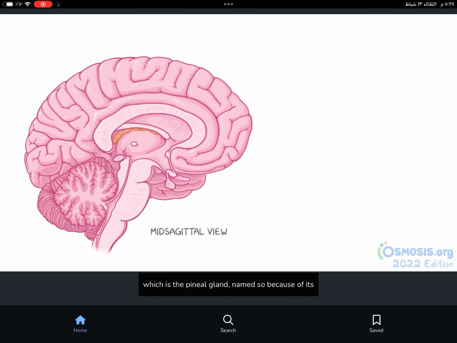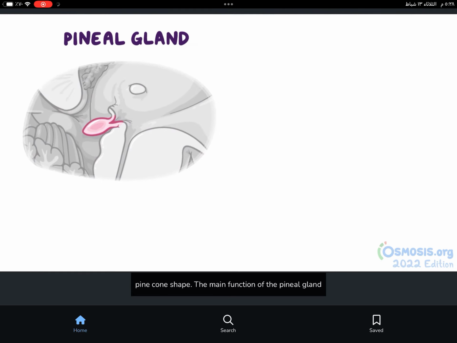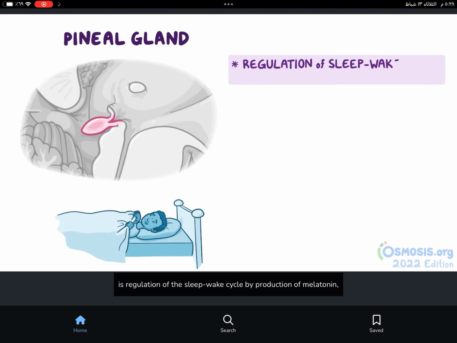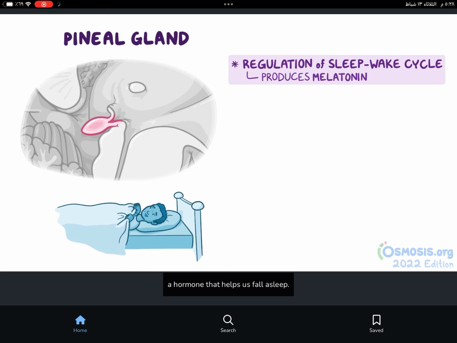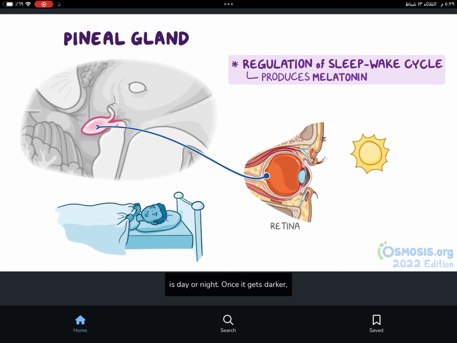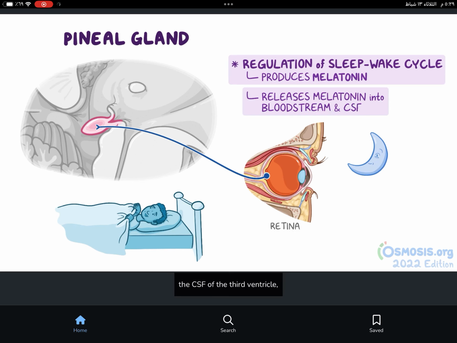Lastly, let's cover the second endocrine gland of the diencephalon, which is the pineal gland, named so because of its pinecone shape. The main function of the pineal gland is regulation of the sleep-wake cycle by production of melatonin, a hormone that helps us fall asleep. It receives information from the retina about the presence or absence of light, which allows it to know if it is day or night. Once it gets darker, the pineal gland starts releasing melatonin into the bloodstream and the CSF of the third ventricle, which prepares us for sleep.